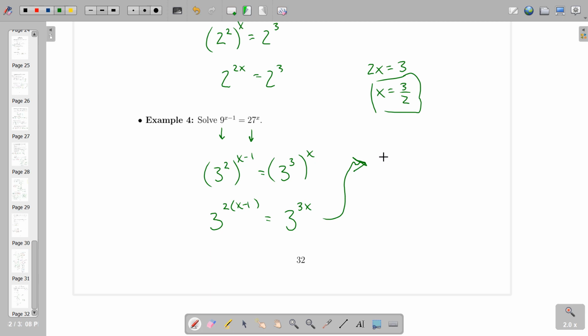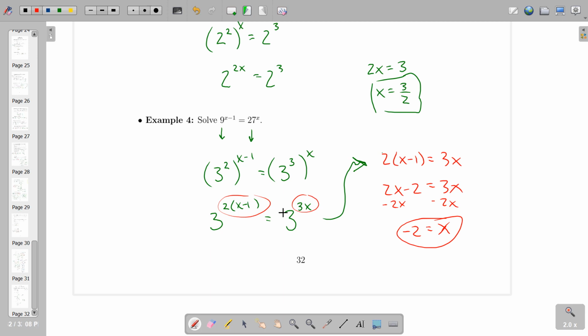And so I can go ahead and distribute, actually, before I do any distributing, let's just say right now that I know that this and this have to be equal, right? Because we have our bases the same. So 2 times x minus 1 is equal to 3x. 2x minus 2 is 3x. Subtract 2x from both sides, so x equals -2.